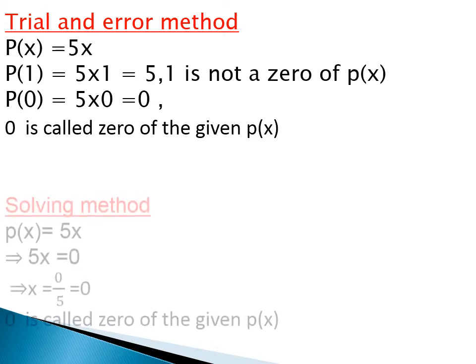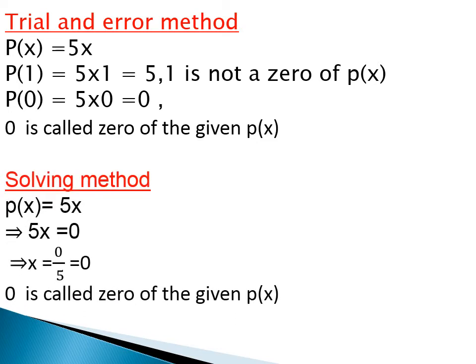Let us see by the solving method. P of x equal to 5x. That is the given polynomial, we equate it to 0 and solve for x. What value are we getting? X equal to 0. That means 0 is a zero of the given p of x.